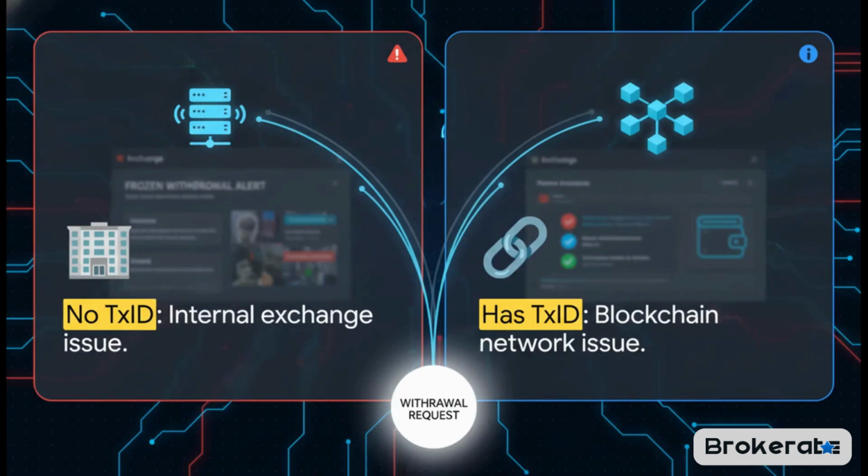And this brilliantly illustrates the fork in the road for diagnosing any delay. If you don't have a TxID, you're dealing with an internal exchange issue. The exchange hasn't even let your crypto out the door yet. On the flip side, if you do have a TxID, it means the exchange successfully handed the transaction off to the decentralized network. Trust me, knowing which side of this divide you're on is half the battle won.